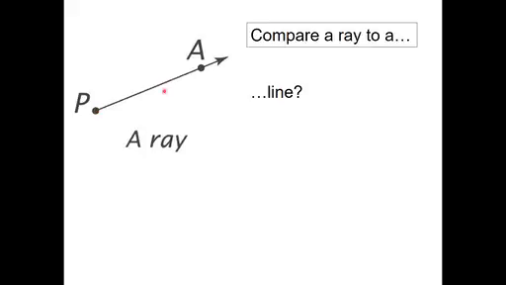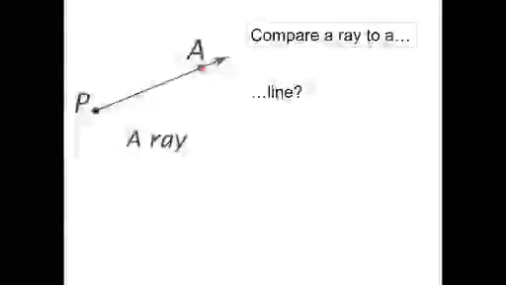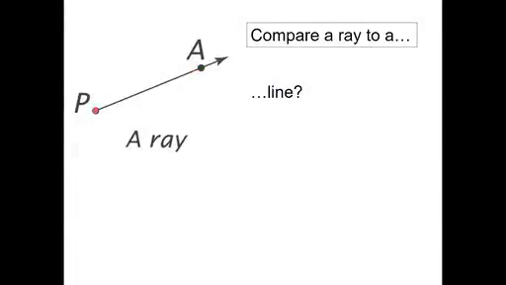Well, if you remember yesterday, a line continued indefinitely in both directions, whereas a ray only goes on forever in one direction. So we've got an arrow on one side. I guess one endpoint, no endpoints on a line. Yeah, that's probably a good way to compare them. How about a line segment?